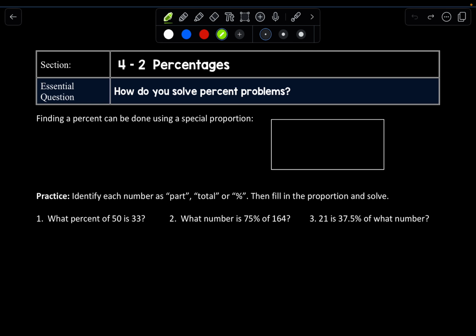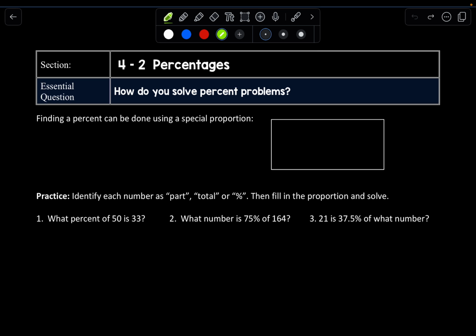Today we're going to take a little bit of time to go through 4-2 percentages. Now, the word percentages literally means out of 100. So all of the problems that we're going to deal with today involve some number out of 100. The first part here, finding a percent, can be done using a special proportion. We're tying this in with proportions because that's what we've been working with the past couple of days.